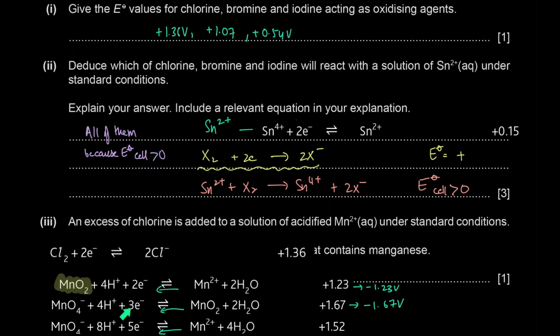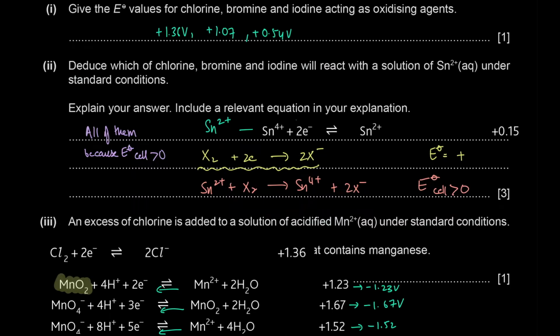Nor can chlorine oxidize Mn2+ directly to MnO4-, because for the oxidation of Mn2+ to MnO4-, we'll have a standard electrode potential of negative 1.52 volts. So again, Mn2+ will not be oxidized to MnO4-, since the reduction of chlorine here will be plus 1.36 volts, whereas the oxidation of Mn2+ directly to MnO4- is negative 1.52. Plus 1.36 minus 1.52 will again give us a negative EMF for the cell.